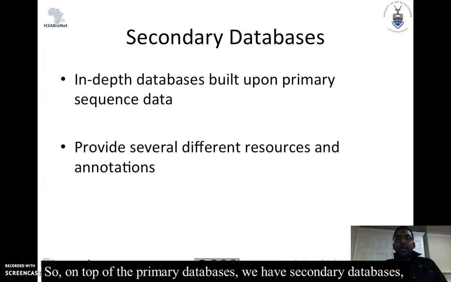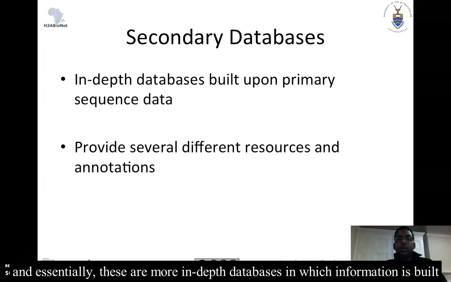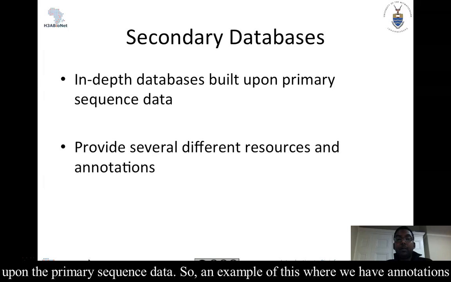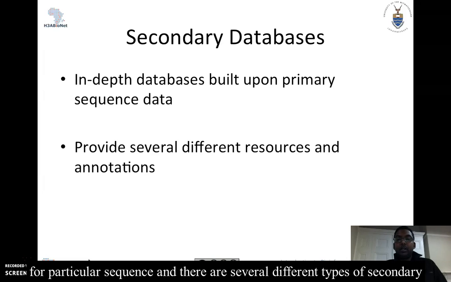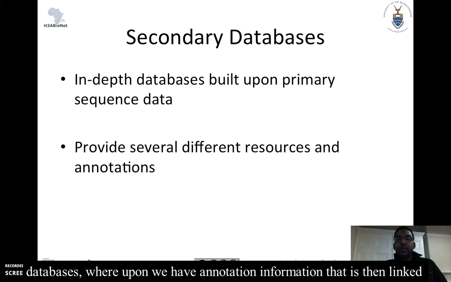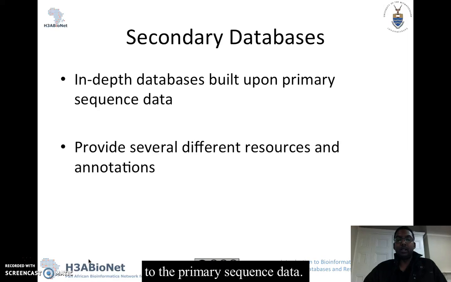So on top of the primary databases, we have secondary databases, and essentially these are more in-depth databases in which information is built upon the primary sequence data. So an example of this is where we have annotations for a particular sequence, and there are several different types of secondary databases whereupon we have annotation information that is then linked to the primary sequence data.